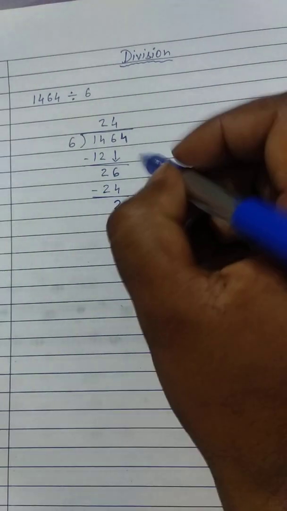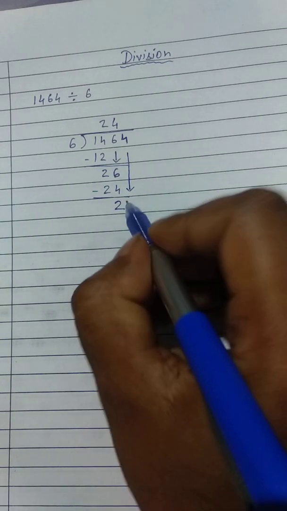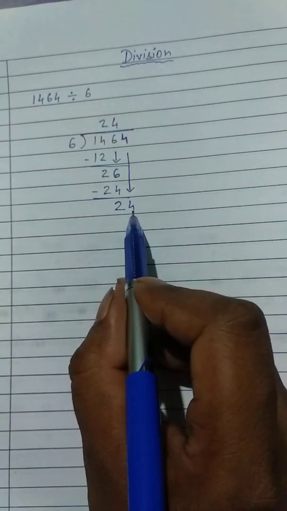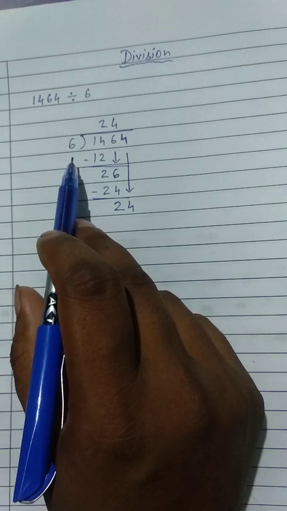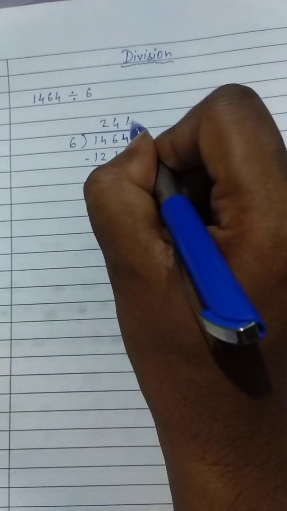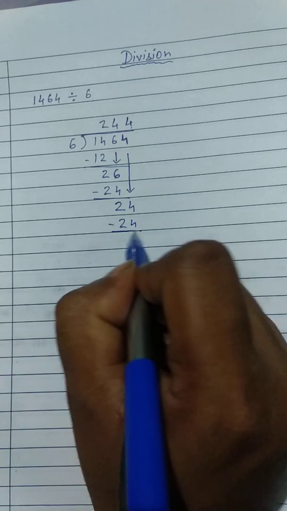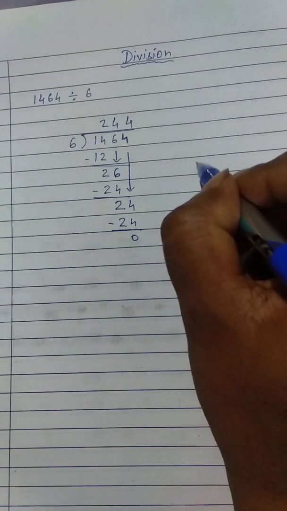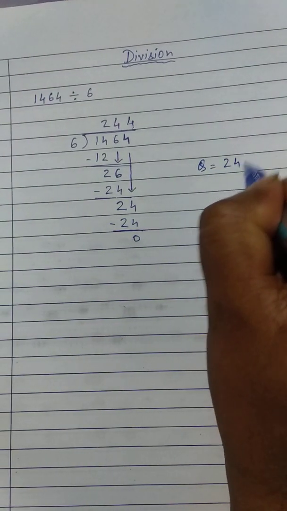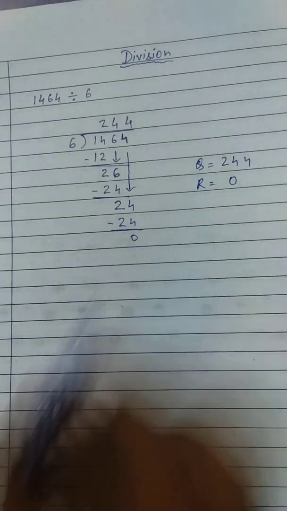Next, again we have to bring one number down from here. 4 will come here, so it will become 24. We have to divide now 24 by 6. 6 4s is 24, and our division is finished. So from here we get the quotient 244. This is the quotient, and the remainder is 0.